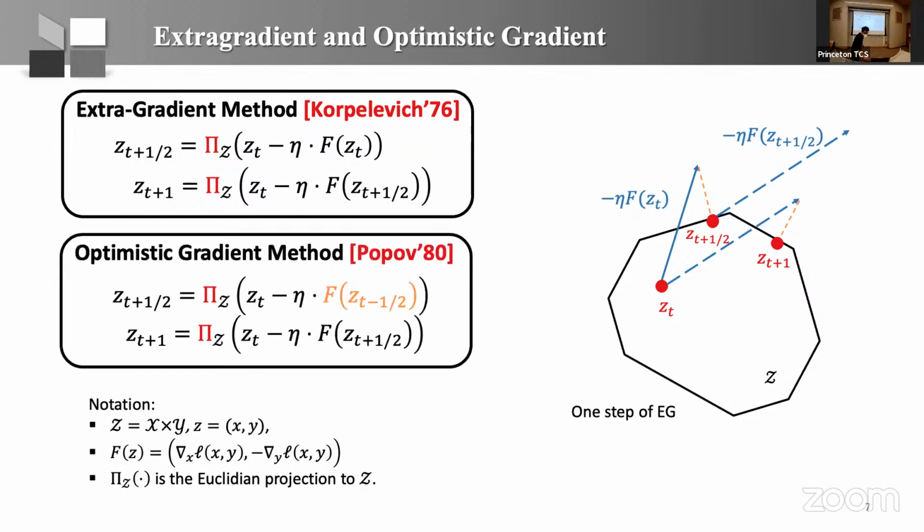The optimistic gradient method that I showed you earlier now looks a bit different because of the projection, but you can easily see how it relates to the extragradient method. The only difference is in the first step: I'm not using the gradient at step t, I'm using the gradient at the previous half point. So I can reuse the gradient, and I don't need to query a new gradient. That's the optimistic gradient.